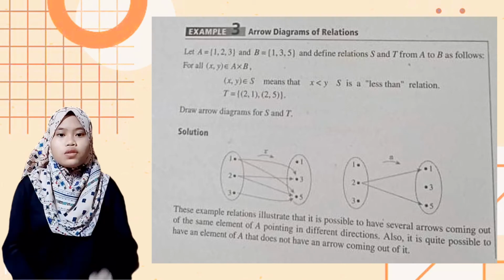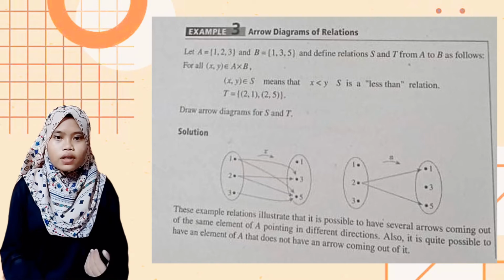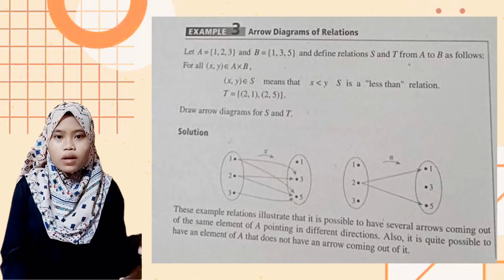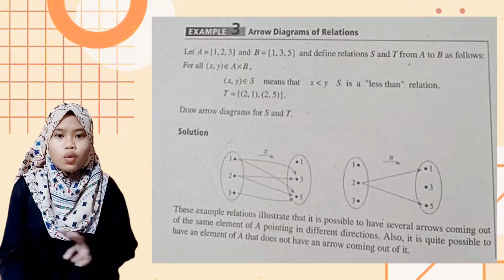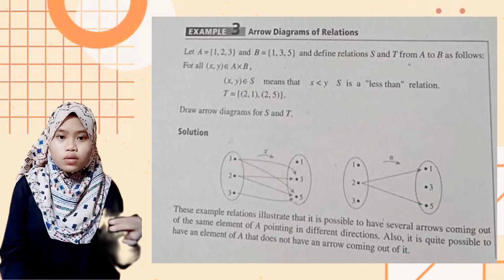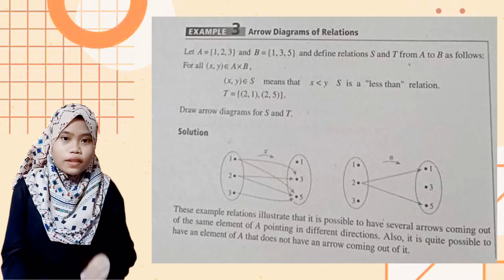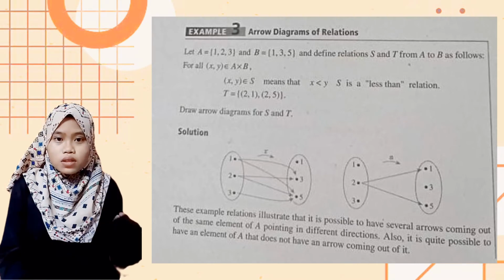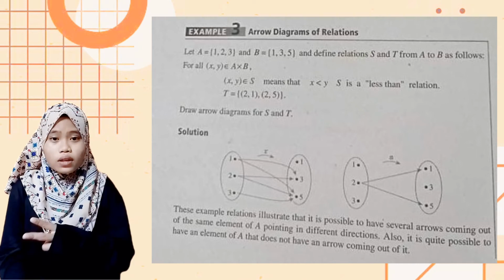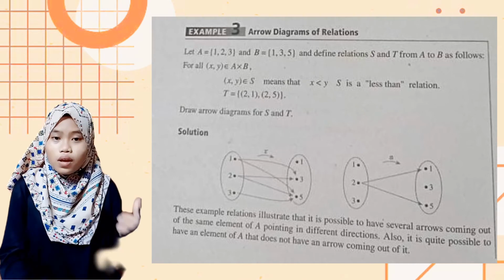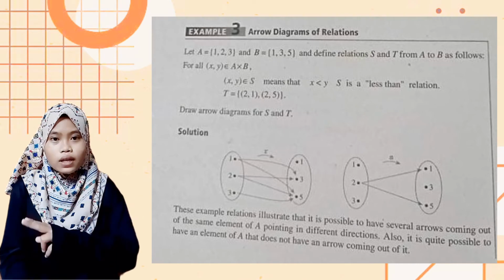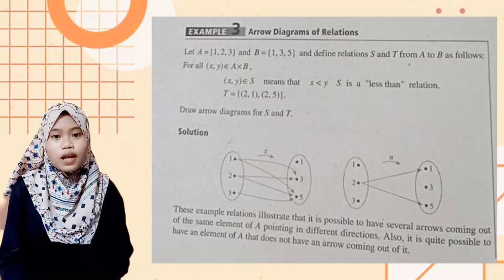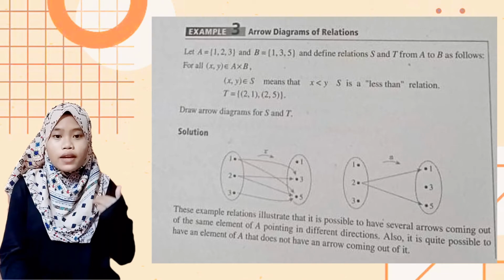So now, this is our arrow diagram. As you can see, 1 is not arrowed to 1, because 1 is equal to 1, so they are not related. It is arrowed only to 3 and 5, since 1 is less than 3, so they are related, and 1 is also less than 5, so they are related. That is why it is arrowed only to 3 and 5.